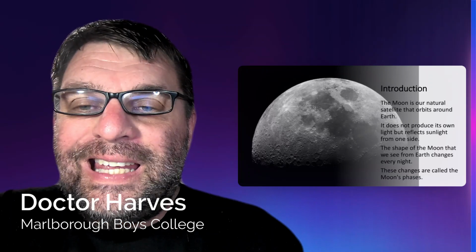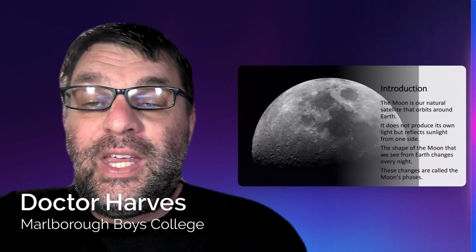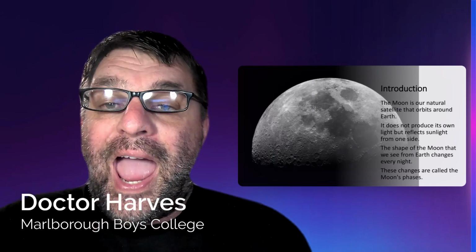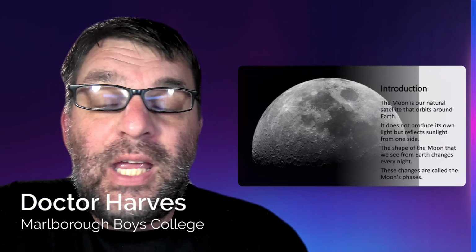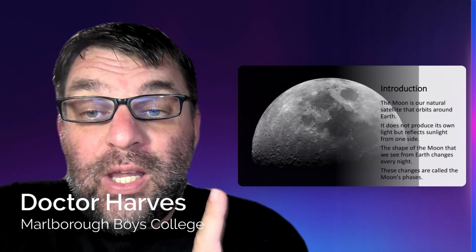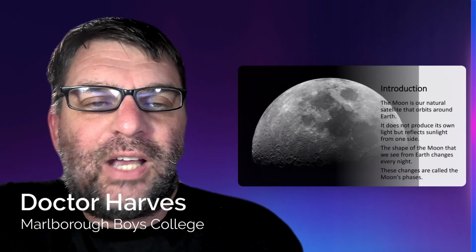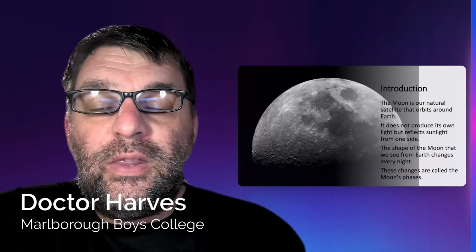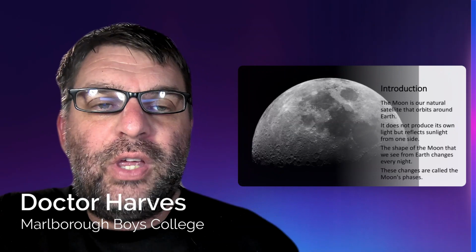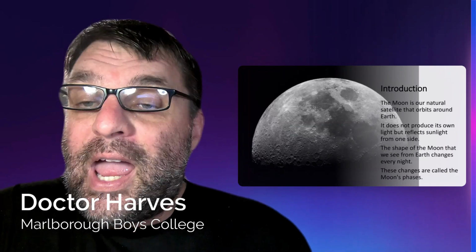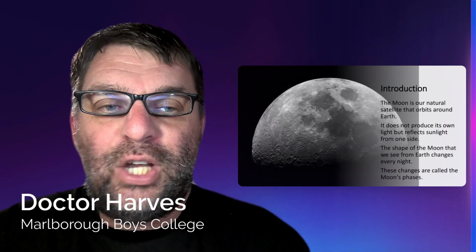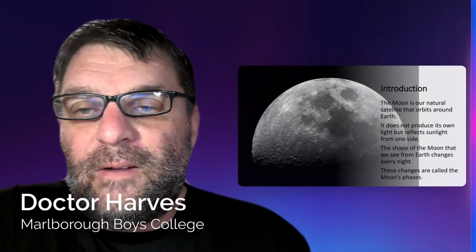So we've learnt previously that our moon is the natural satellite that orbits around us here on Earth, and remember, it doesn't produce its own light, but essentially acts as a giant mirror and reflects sunlight from only one side, because you never see the dark side of the moon. So this means that the shape of the moon that we see back here on Earth changes every night. And we call these changes in the shape of the moon due to that illumination the moon's phases.